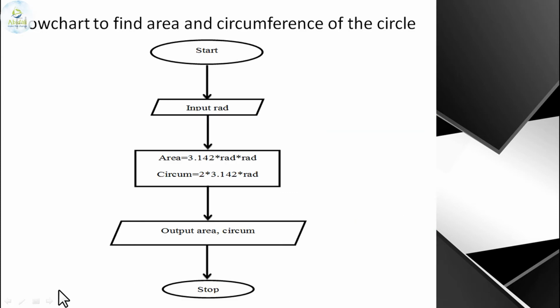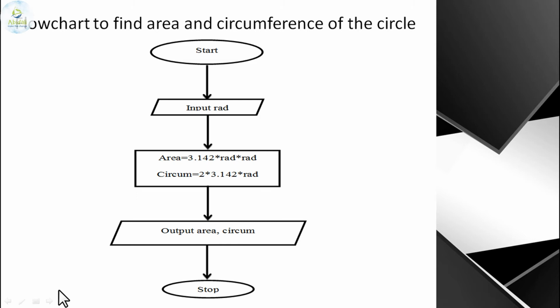Now next is another example. We are going to find the area and circumference of the circle. The area of the circle has the formula pi r square, that is pi into radius, and the circumference formula is 2 pi r, that is 2 multiplied by the pi value multiplied by radius. So let us begin. First you will start, then the flow will move to the input.